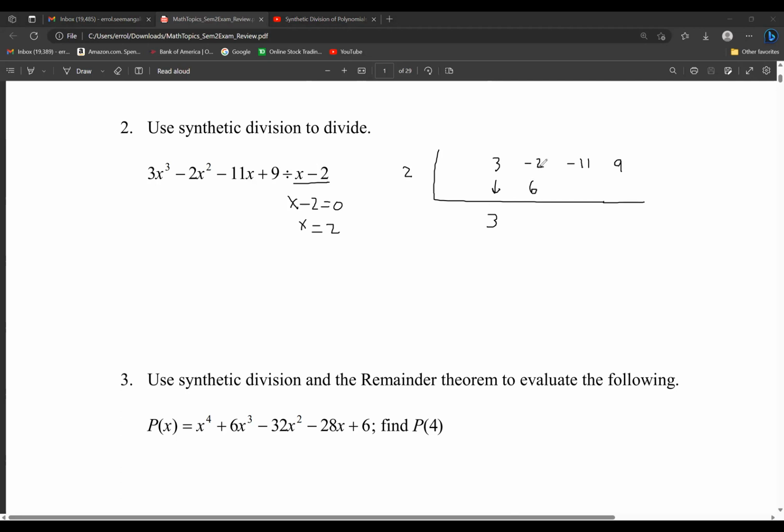We're going to add these two. -2 plus 6 is 4. 2 times 4 is 8. We're going to write the 8 there. We're going to add -11 plus 8 is -3. 2 times -3 is -6. And we're going to add those two. 9 plus -6 is 3. So there's your coefficients.